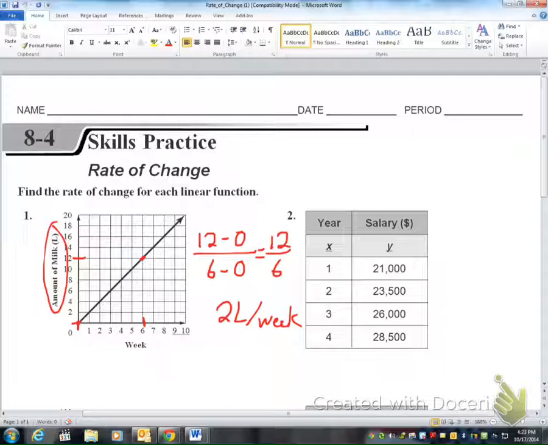So for the rest of your homework, you need to complete questions 2 through 6 by finding the rate of change for each table or graph. And then we will check these in class tomorrow and then talk a little bit about the difference between just rate of change versus constant rate of change on Monday.